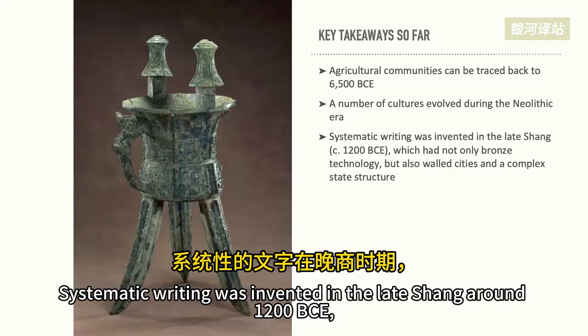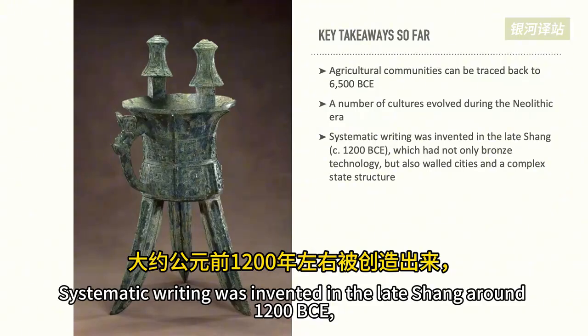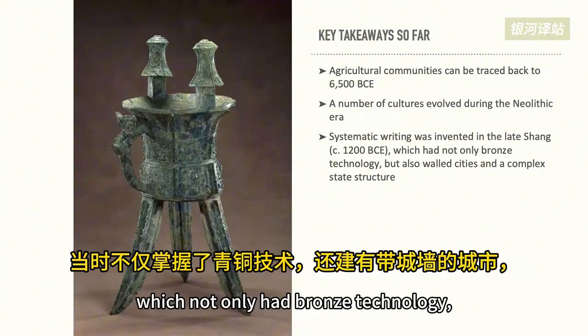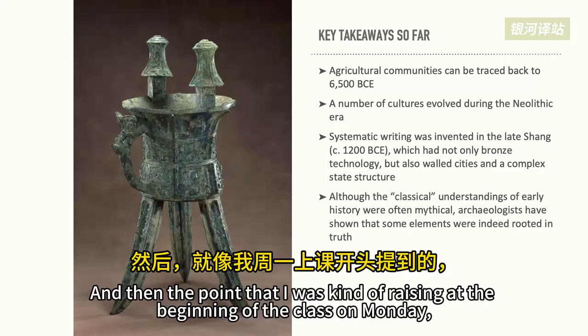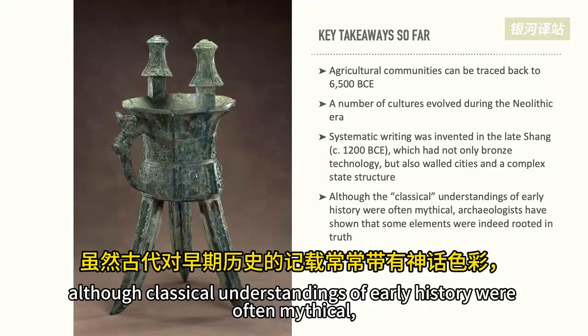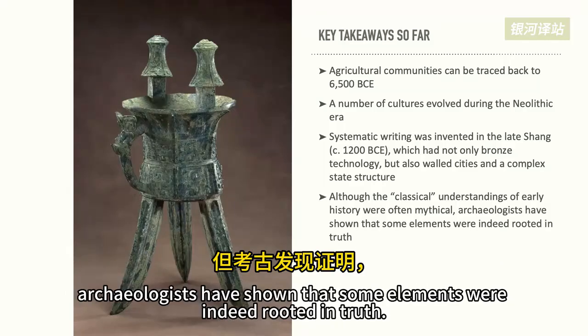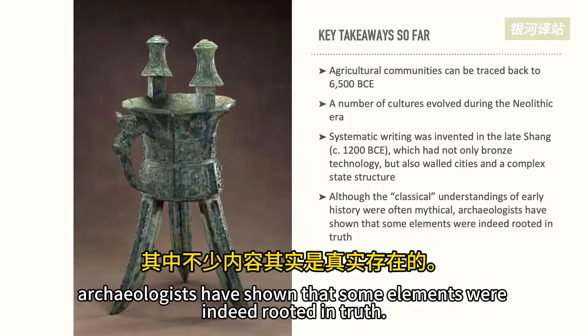Systematic writing was invented in the late Shang, around 1200 BCE, which not only had bronze technology, but also walled cities and a complex state structure. And then the point that I was raising at the beginning of class on Monday: although classical understandings of early history were often mythical, archaeologists have shown that some elements were indeed rooted in truth.